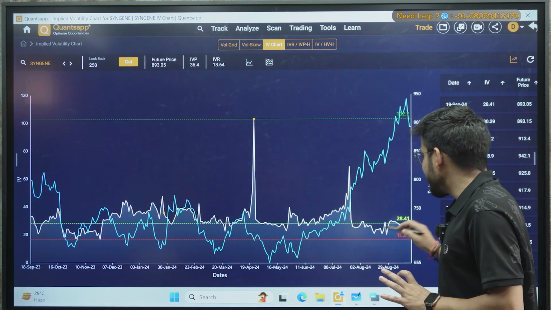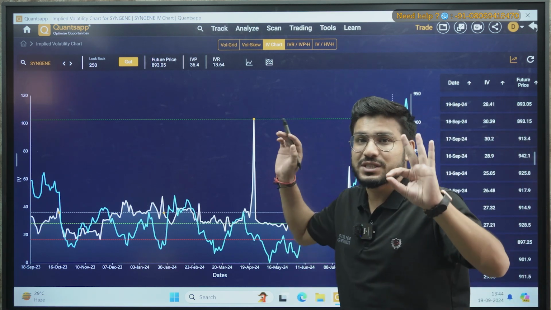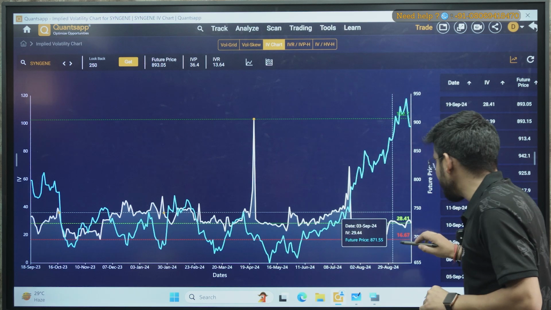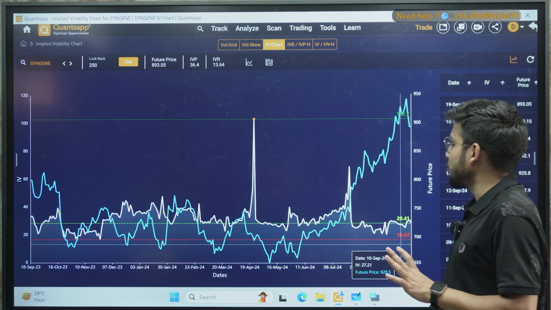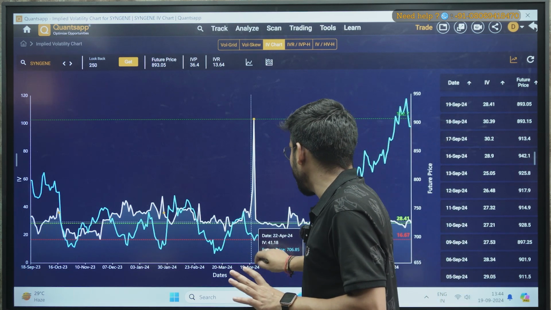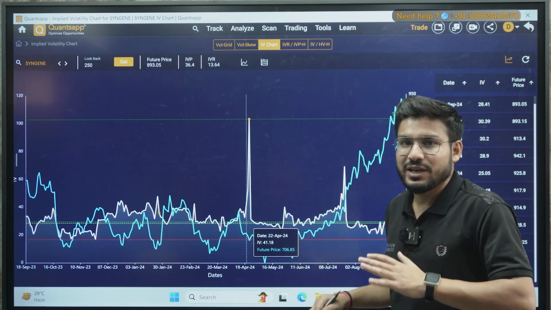I can see it is 28.41, and the lowest implied volatility of this stock was 16.67, and the highest was 102.7. It must have been somewhere when there was an election, so at that time your IV spiked.